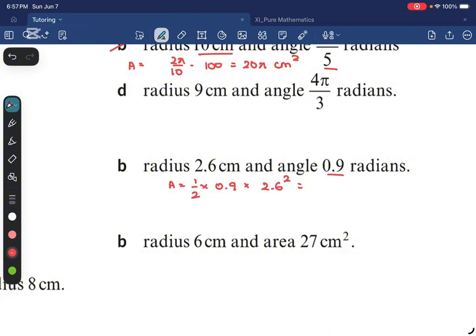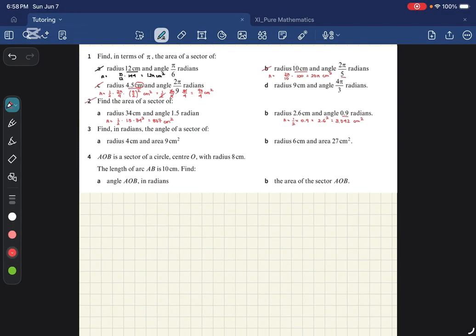2.6 squared. So your answer is 0.5 times 0.9 times 2.6 squared. And you get 3.042 centimeters squared. And that is how you do question 2.